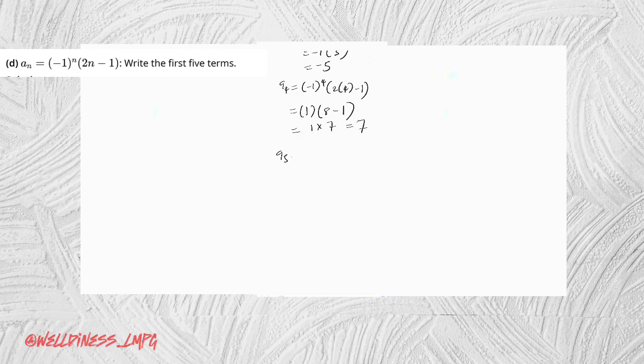Now for A5, you're going to have minus 1 raised to the power 5 multiplied by 2 times 5 minus 1. And we all know that minus 1 raised to the power 5 is the same thing as minus 1, because minus 1 in 5 places will give you minus 1. So 2 times 5 will give you 10 minus 1, and 10 minus 1 will give you 9. 9 times minus 1 will give you minus 9 as your final answer.